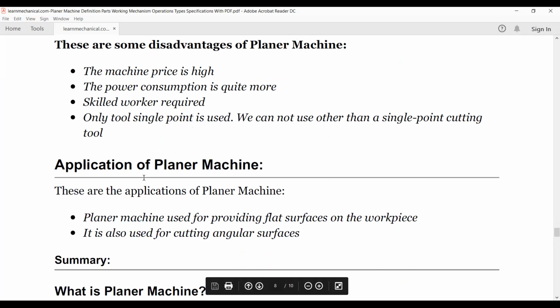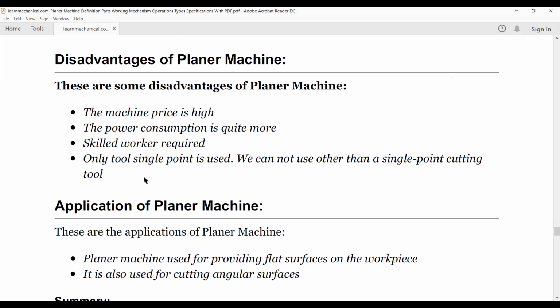What are the applications? The planar machine is used for providing flat surfaces on workpieces. It is used for cutting angular surfaces. Okay, this is what we have discussed.